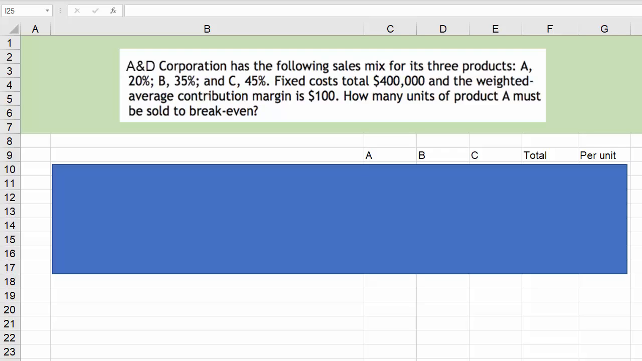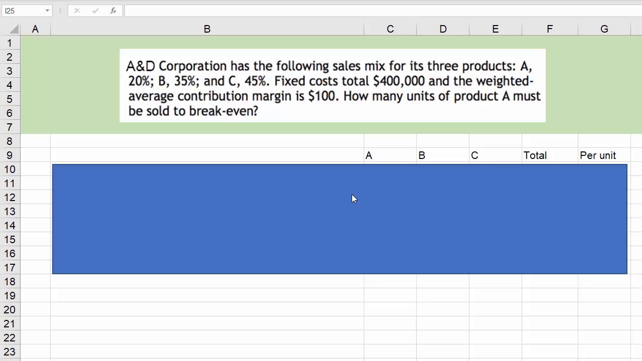Okay, hi everyone. Let's take a look at this break-even problem that involves more than one product. The information you see right in front of you says A&D Corporation has the following sales mix for its three products: A, 20%, B, 35%, and C, 45%. Fixed costs total $400,000, and the weighted average contribution margin is $100. The question asks us to determine how many units of product A must be sold to break even.